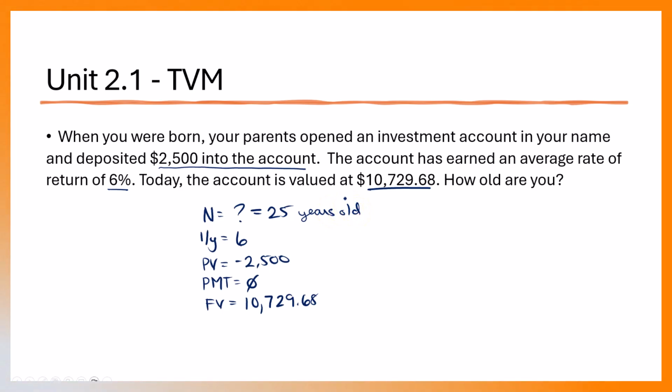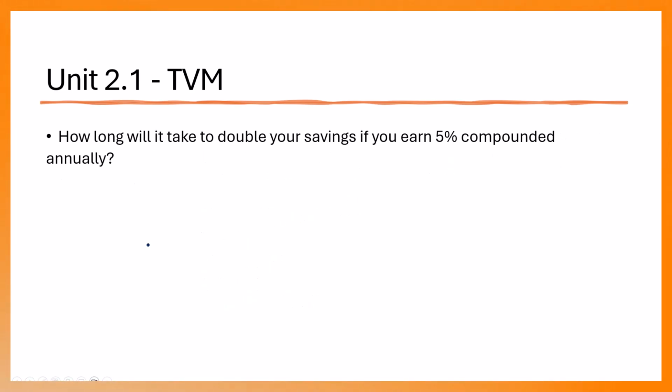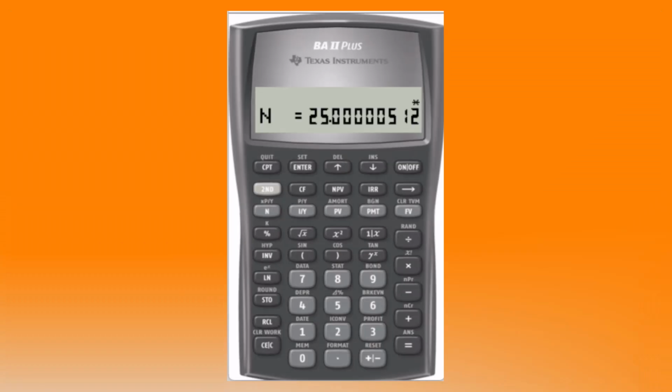All right, folks, this is our last question of the day. How long will it take to double your savings if you earn 5% compounded annually? Well, the first approach is I'm going to use the rule of 72 because it's a great off-the-cuff measure to get an approximation of how long it will take. If I take 72 divided by 5 with my calculator, you can see that that's about 14.4 years.